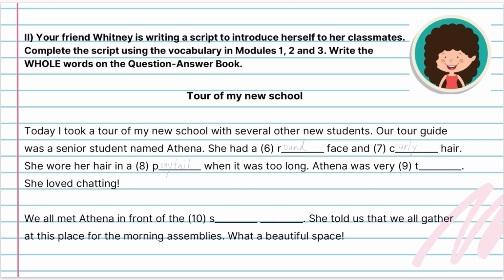Athena. Okay, so the ninth blank, Athena was very, then it must be an adjective that starts with the letter T. And the tip is here. She loved chatting. Okay, so what is the adjective when you call a person who enjoys chatting and talking with other people? Correct. Athena was very talkative.